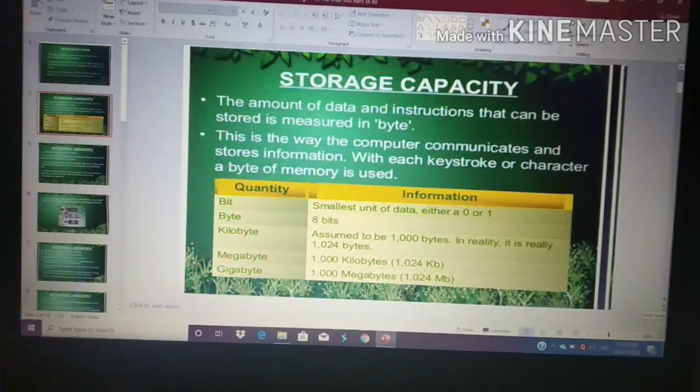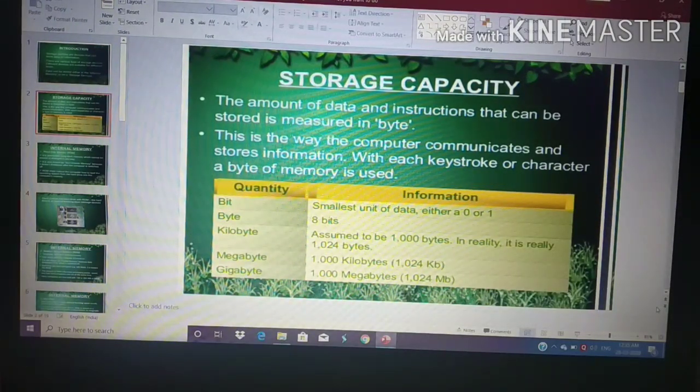Now let's go to the second slide. Based upon the different storage devices, their storage capacities are also of different types. The amount of data and instructions that can be stored is measured in bytes. How will you measure your distance? Basically you'll measure in kilometers, meters or centimeters. The same way it goes for your data and instructions. They are measured in bytes.